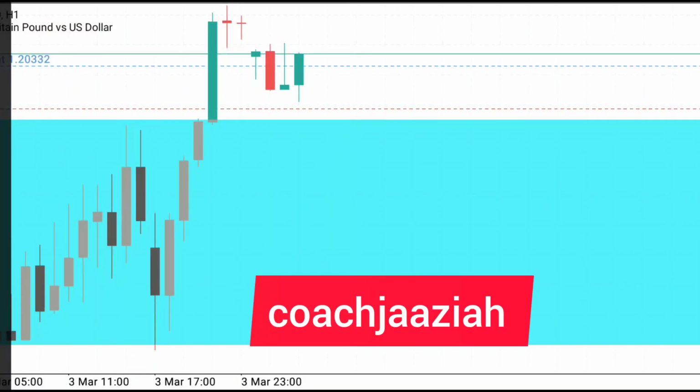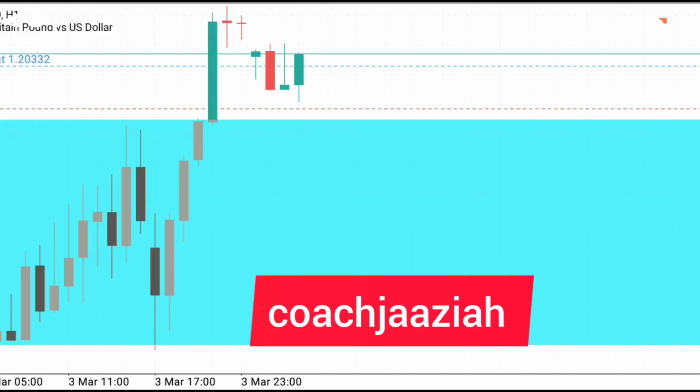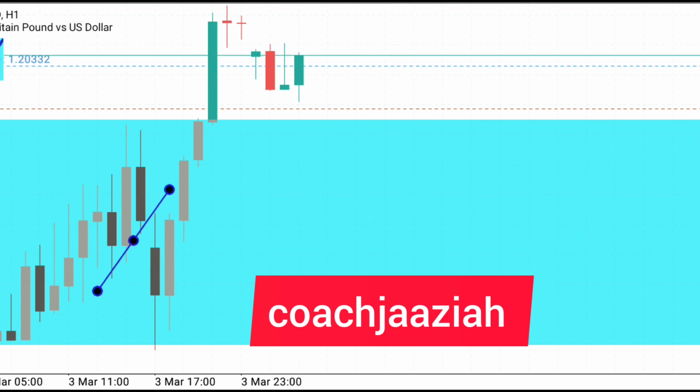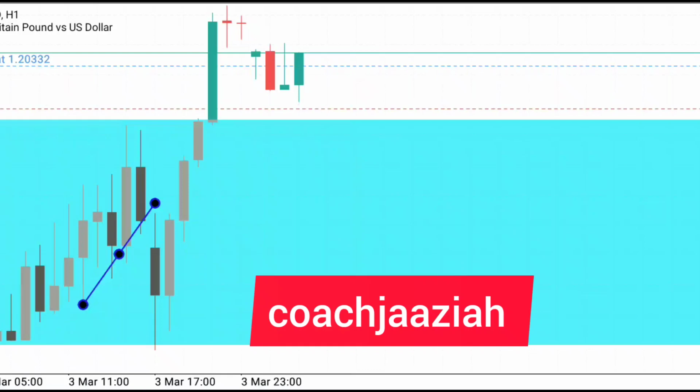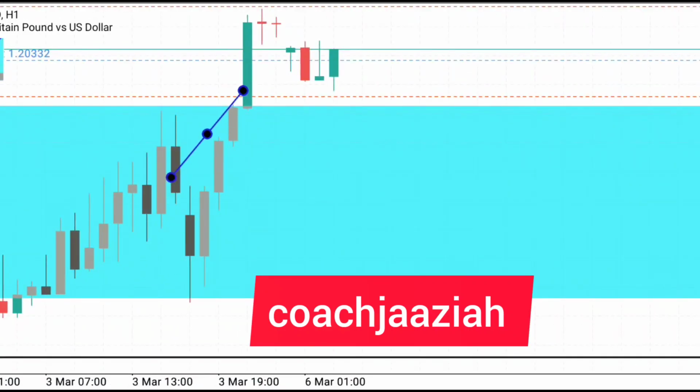On Friday, there was one gap downwards here. Let me use a trend line to show you. In this place, you see there's a gap here. Based on this gap, the market was supposed to sell, but it went upwards to fill the gap, and after filling the gap, it still went more upwards. But now we see another gap again, confirming this first gap.